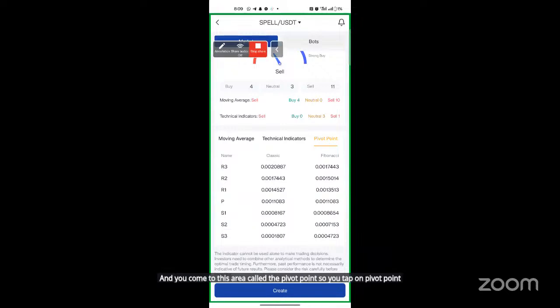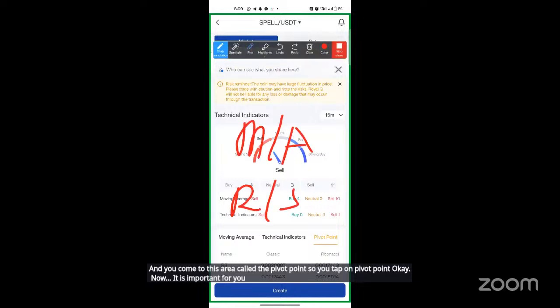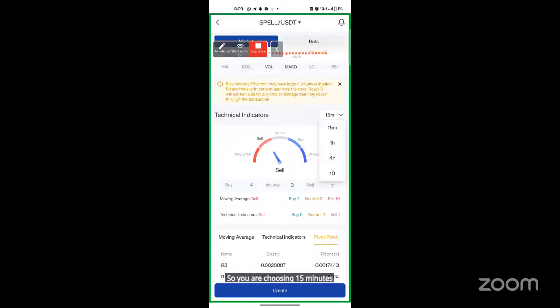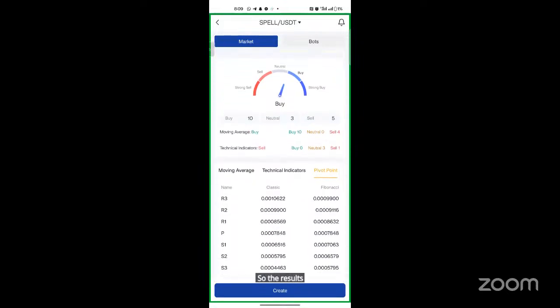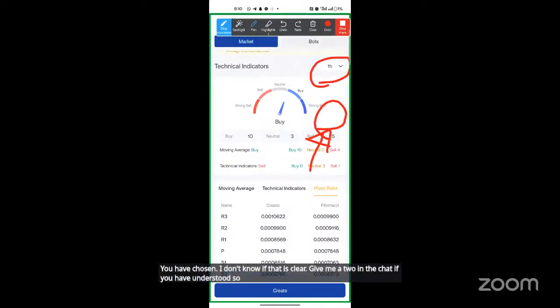Okay. Now, it is important for you to make sure that you have chosen a right time frame of your choice. So you are choosing 15 minutes or you are choosing 1 hour. You need to be keen of your choice. So the results down here will be moving with your time frame you have chosen. I don't know if that is clear. Give me a 2 in the chat if you have understood. So note your time frame, because your time frame will be the results that you will have down here.